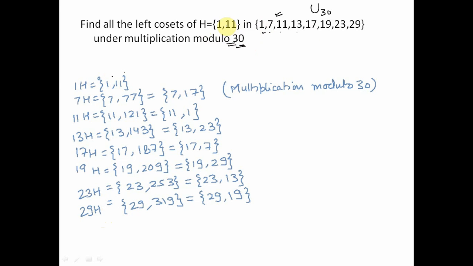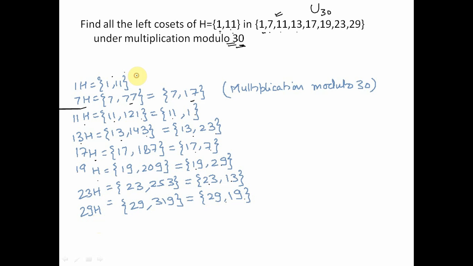1H is equal to 1 and 11: 1 multiplied by 1 and 1 multiplied by 11. 7H is 7 multiplied by 1 and 7 multiplied by 11, that is 7 and 77, and 77 in mod 30 reduces to 17. 2 times 30 is 60 and remainder is 17. Similarly, 11H is 11 and 121, reducing it I get 11 and 1. 13H is 13 and 143, which reduces to 13 and 23. Similarly, 17H is 17, 7, 19H is 19, 29, 23H is 23, 13, 29H is 29, 19.